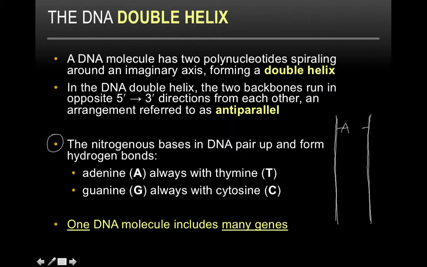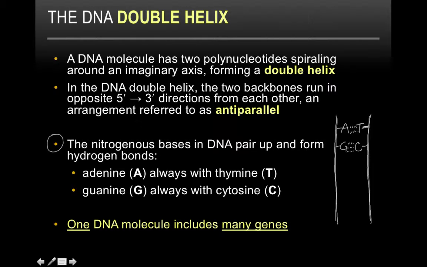And if there's an adenine on one DNA strand, then across the way it will always be attached to a thymine on the other strand. And adenine and thymine are always joined together by two hydrogen bonds. When there is a guanine in one part of the DNA molecule, it will always be attached to a cytosine base on the other strand, and this time with three hydrogen bonds. So these base pairing rules are consistent in a DNA double helix.